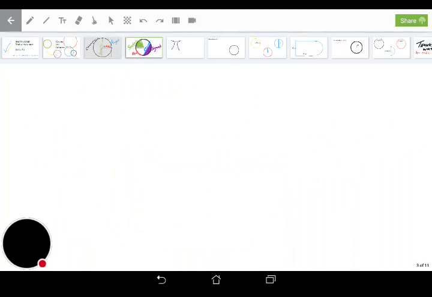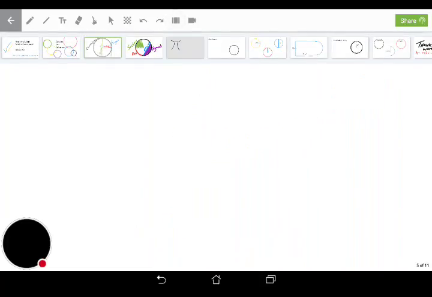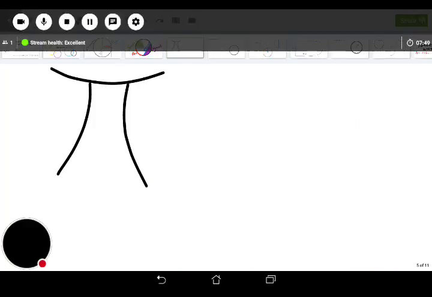Going back to these main ones here, you have the circumference, which is all the way around. You have the diameter, which is right across the middle of the circle, through the middle. And you have a radius, which goes from the edge to the middle. So that's parts of a circle done.